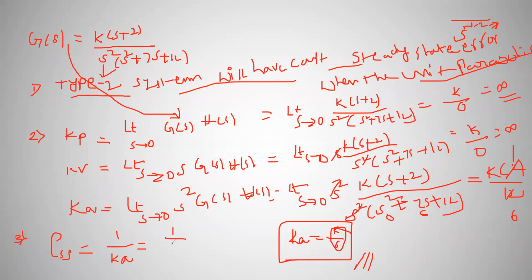So 1 by K by 6. This is the steady state error when the input is a parabolic signal.